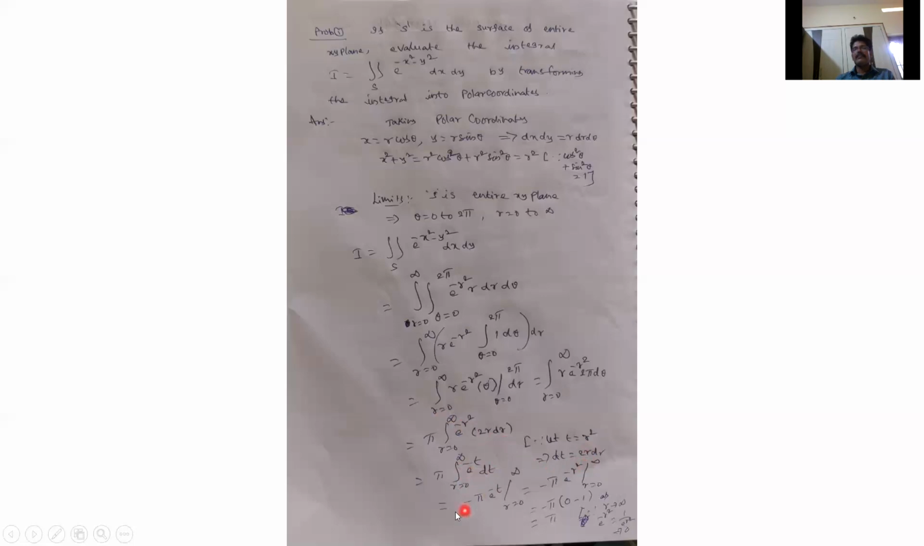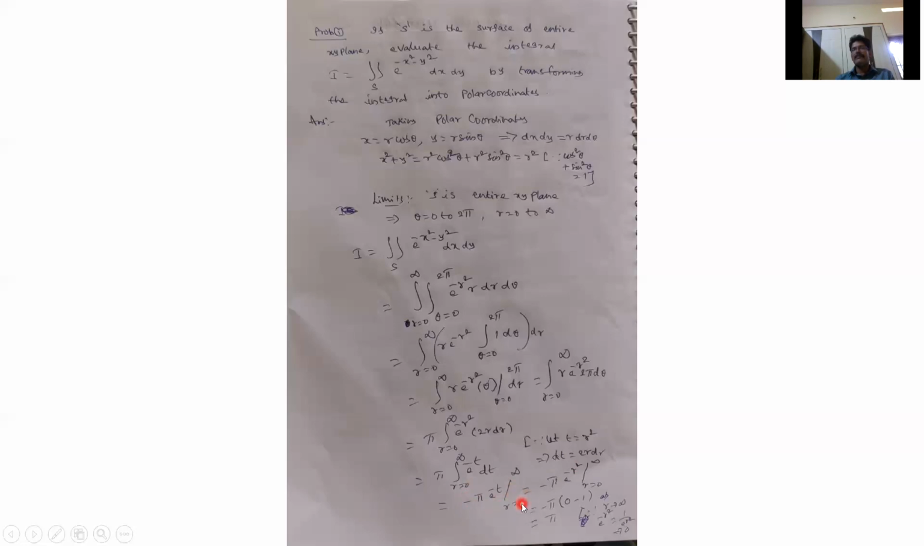We know that the integral of e power minus t is minus e power minus t, since the coefficient of t is minus 1. Pi is already there, so we get minus pi e power minus t, with r from 0 to infinity.